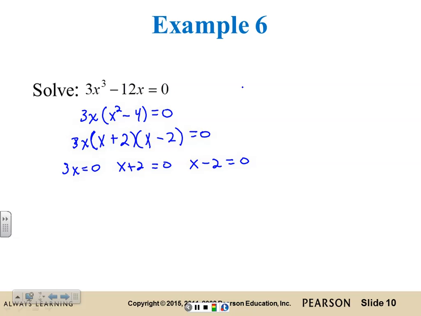Alright, so if I take 3x equals 0 and solve for x, I'm going to get x equals 0. Here I'm going to get x equals negative 2, and here I'm going to get x equals positive 2. So you have 3 answers.